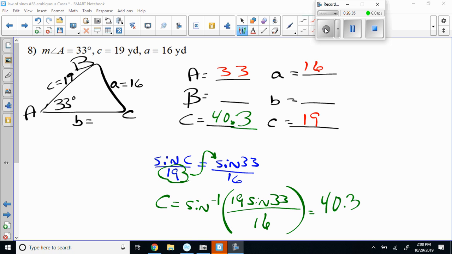Now, I guaranteed I can have one triangle, right? Y'all with me? Now let's go see if I can have two. Let's see how much work I got to do. I've got to find the supplement of 40.3. The supplement of 40.3 is what other angle when added to 40.3 would give me 180. So 180 minus 40.3 equals what?